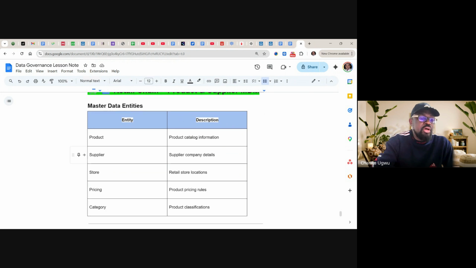So under products, the description of what a product looks like is the product catalog information. It must have all the product catalog information. Supplier: company detail, the whole company detail. Store: under store, retail store location.